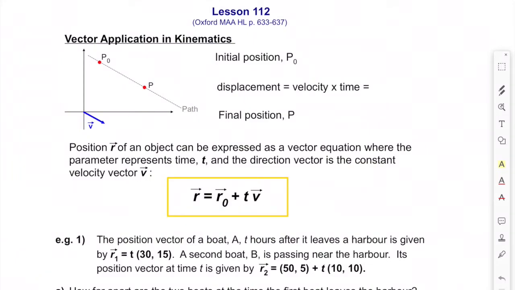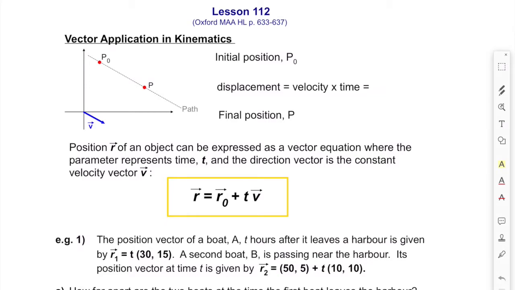Lesson 112. In this lesson, we're going to wrap up vectors by taking a look at some particular application questions that can be solved with vector properties. The first thing we're going to look at is how vectors can be applied in kinematics.